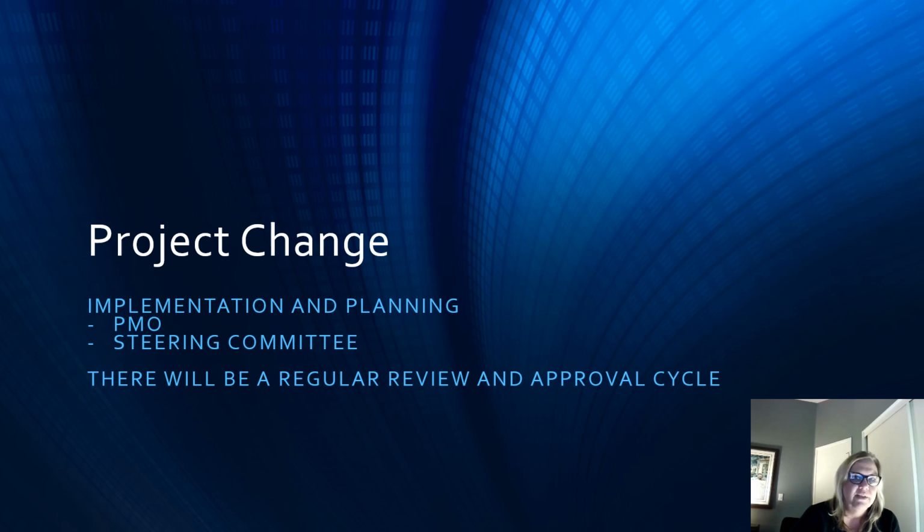A control process in the project management lifecycle is project change. All implementation and planning will go through a formal organization known as the PMO. The PMO stands for Project Management Office. There will be a steering committee that is comprised of sponsors from the leadership team, and there will be regular review and approval cycles.